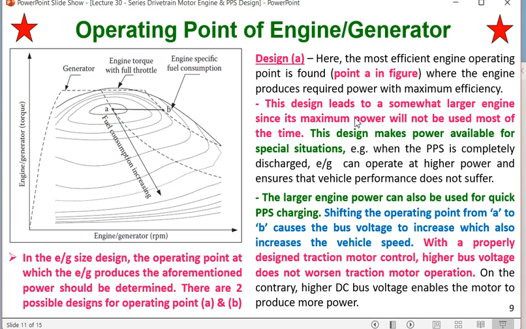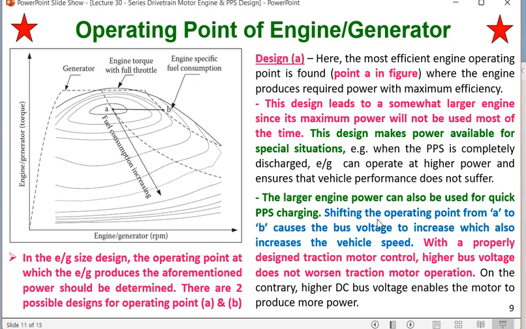This A design leads to a somewhat larger engine size, since its maximum power will not be used for most of the time. So if you want the highest efficiency, a larger design has to be made. This design makes power available for special situations, e.g., when the PPS is completely discharged. That means only the primary source has to drive the vehicle. At that time we will require a bigger engine. Later, engine power can also be used for quick PPS charging.